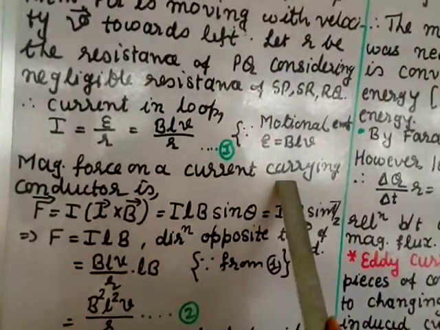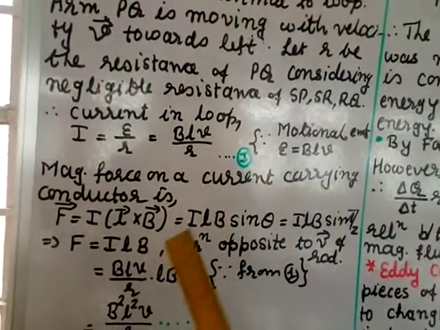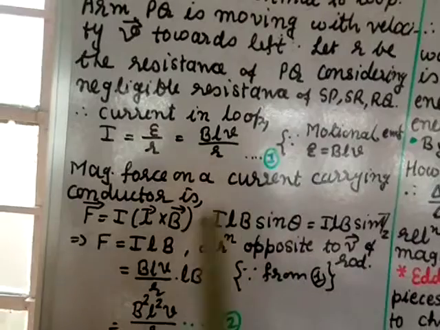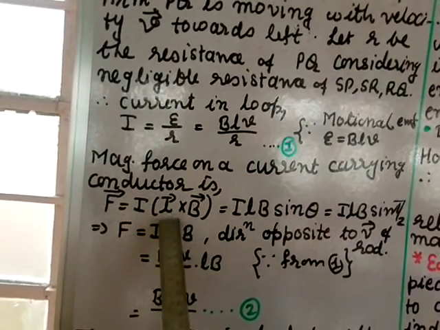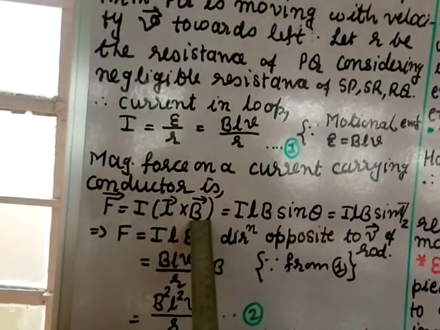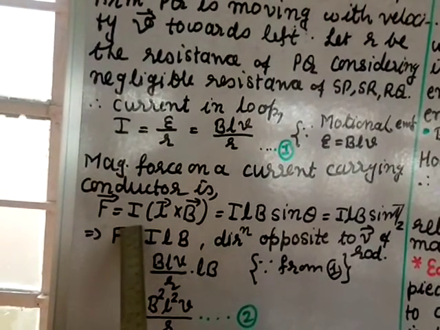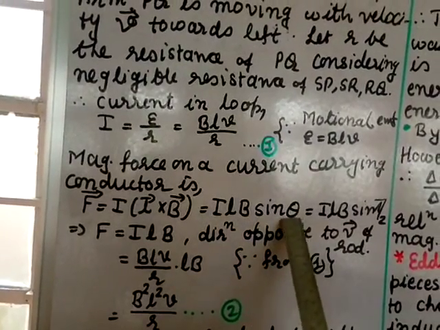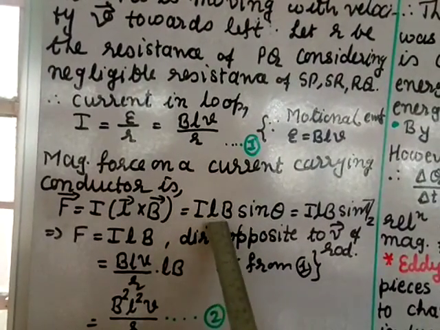We have done in chapter 4 that if there is a current carrying conductor placed in a uniform magnetic field, then there will be some magnetic force on that conductor, and that force is given by F is equal to I L cross B. L is the length of the conductor, B is the magnetic field, and I is the current passing through it. If I write in magnitude, it will be I L B sine theta. Theta is the angle between L and B.